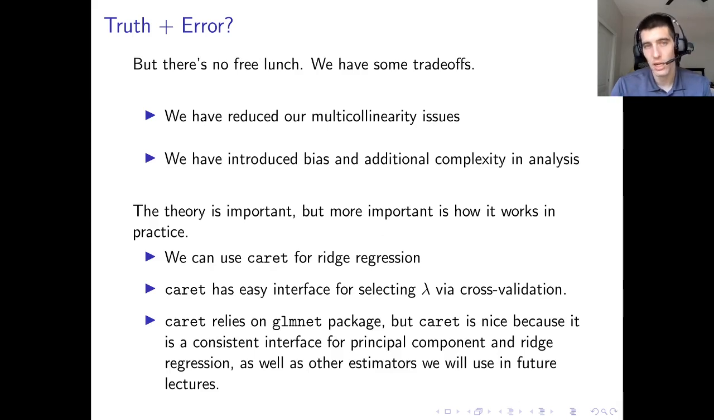So we've reduced multicollinearity. We have more complexity in our analysis and we've introduced some bias. To actually use ridge regression, we're going to use caret. Again, I was suggesting that caret is going to be important for our upcoming topics. Here is an example. We can select lambda, this penalty, via cross-validation. Under the hood, caret relies on the glmnet package, but caret is nice because it provides a consistent interface with which we can do things like PCR and ridge regression using the same syntax.